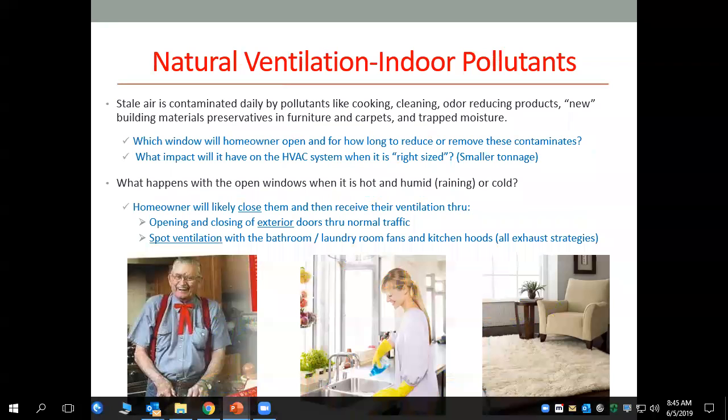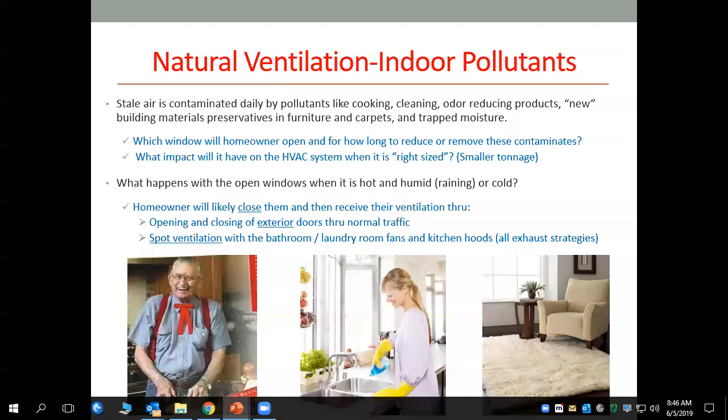Natural ventilation, indoor pollutants. Stale air is contaminated daily by pollutants like cooking, cleaning, odor-reducing products, new building materials, preservatives in furniture and carpet, and of course the trapped moisture. Okay, which window will the homeowners open, and for how long, to reduce or remove these contaminants? What impact will it have on the HVAC system, which is now right-sized, which typically means smaller tonnage? It doesn't have that extra half ton or even ton of cooling, 12,000 BTUs nominal capacity, to overcome these window openings or these events that can make the house lose its comfort.